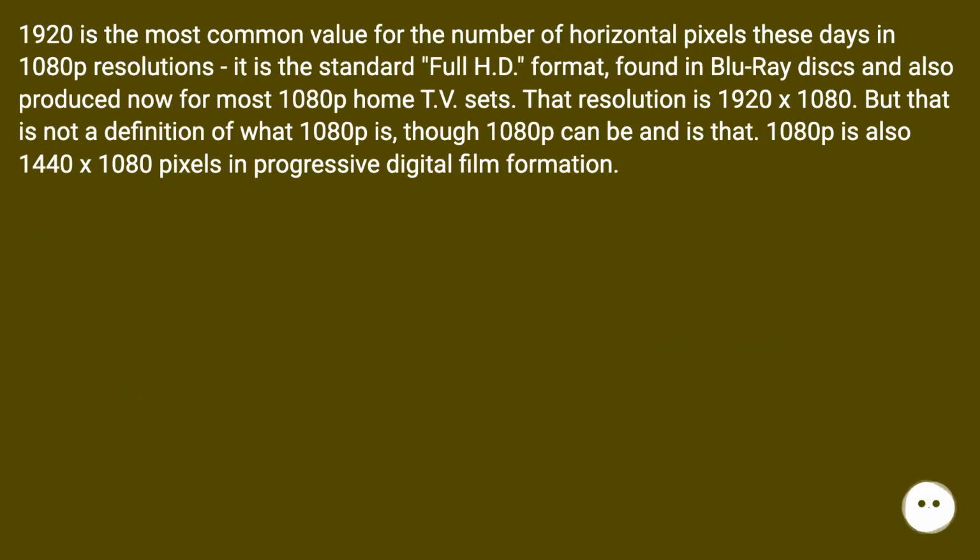1920 is the most common value for the number of horizontal pixels these days in 1080p resolutions. It is the standard Full HD format, found on Blu-ray discs and also produced now for most 1080p home TV sets. That resolution is 1920 x 1080. But that is not a definition of what 1080p is, though 1080p can be and is that. 1080p is also 1440 by 1080 pixels in progressive digital film formats.